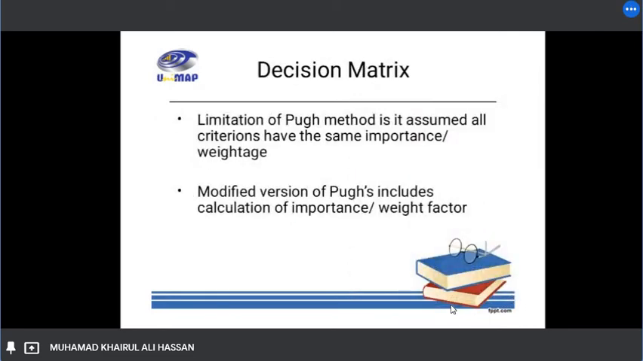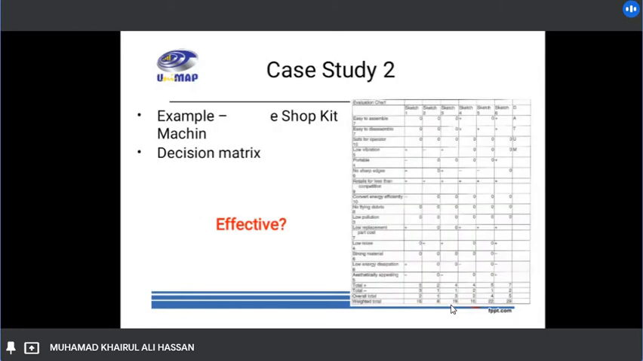So this is the limitation of the PUGH method. It assumes all criteria have the same importance or weight. That's why from the PUGH method we have a modified version, where we put a weighted factor, or a rating. They have two versions: the old version without a rating, and the new version where they put a rating or weighted factors to make it more effective. After considering the weighted factor, we consider the weighted total at the bottom. If there is no rating or weighted factor, we just consider the overall total.